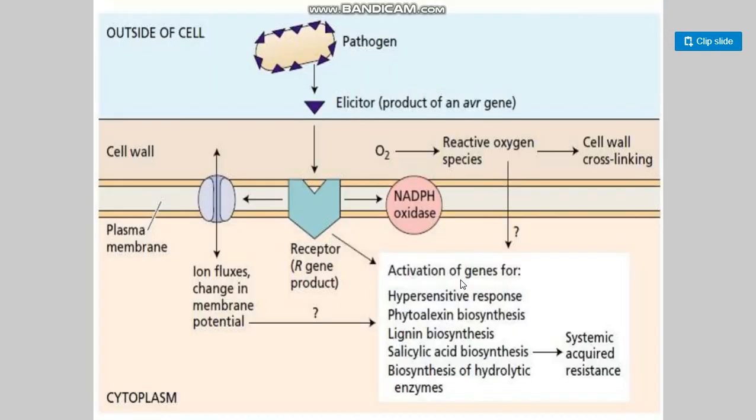This diagram shows how the pathogen attacks and interacts with an elicitor, and that receptor attaches with the gene product. When these interactions are activated, genes for hypersensitive responses, phytoalexin biosynthesis, lignin biosynthesis, salicylic acid biosynthesis and hydrolytic enzymes are turned on, which create systemic acquired resistance.